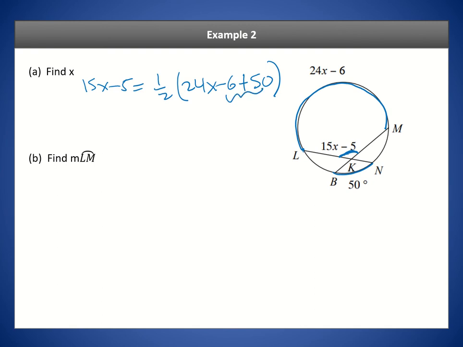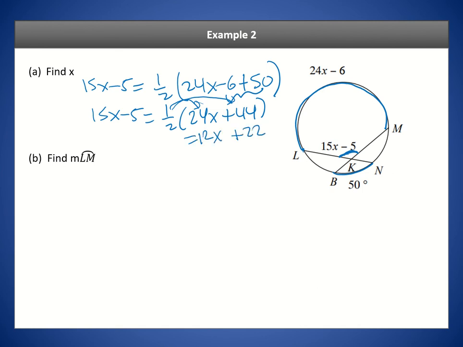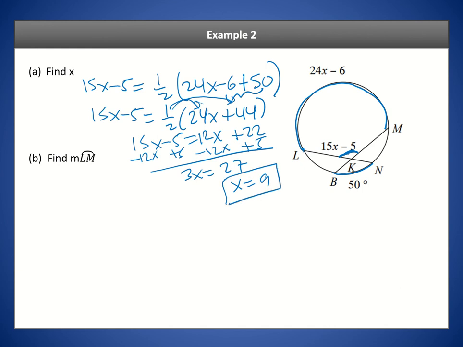So we have here 50 minus 6 is 44. So we're just going to simplify here at this point. Next, we'll cut each of these in half. This will be easier to do now because these are nice numbers to deal with. So half of 24 is 12, half of 44 is 22, and we've got 15x minus 5. So we can solve this by subtracting 12x on both sides and adding 5 on both sides to get 3x is equal to 27, which means x has to be 9.